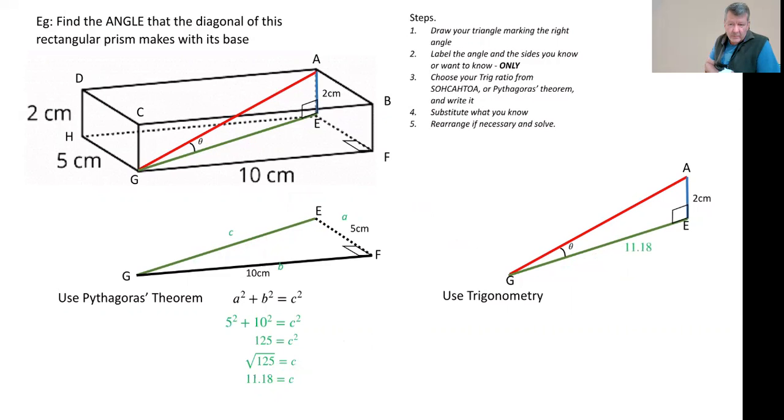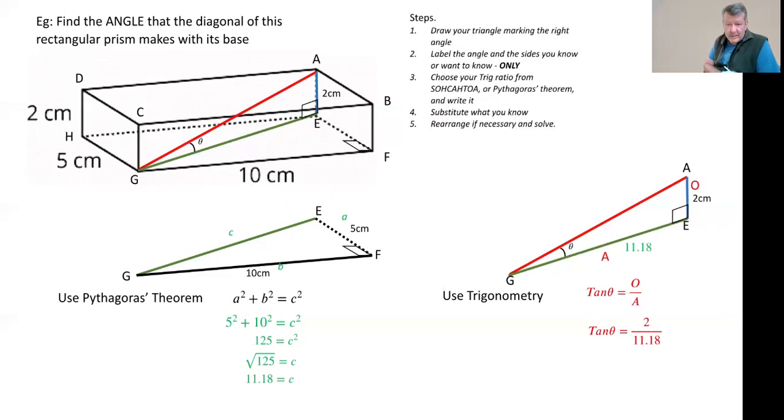First thing we do with trigonometry is label our sides. This 11.18 is next to the angle, it's adjacent to the angle, so that's our adjacent side, which makes the 2 over here the opposite. Which ratio uses O and A? Over here you can see TOA, tan theta. So write the ratio blank again, tan theta equals O over A. Substitute straight in. The O is 2, goes on top. The 11.18 goes on the bottom. Here we go, tan theta equals 2 over 11.18.